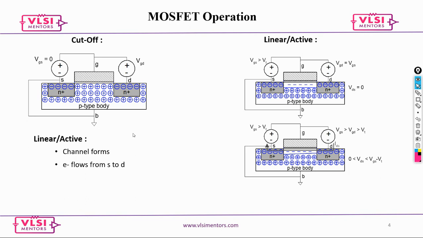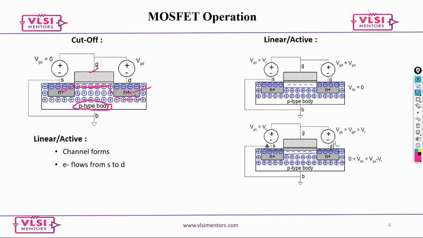So the first mode is basically cutoff. Now look at the cross-sectional view of this transistor, where this is your source, the drain, and this is your gate. As I said, this is a p-type body where you have holes scattered everywhere, and there is no channel that is formed.